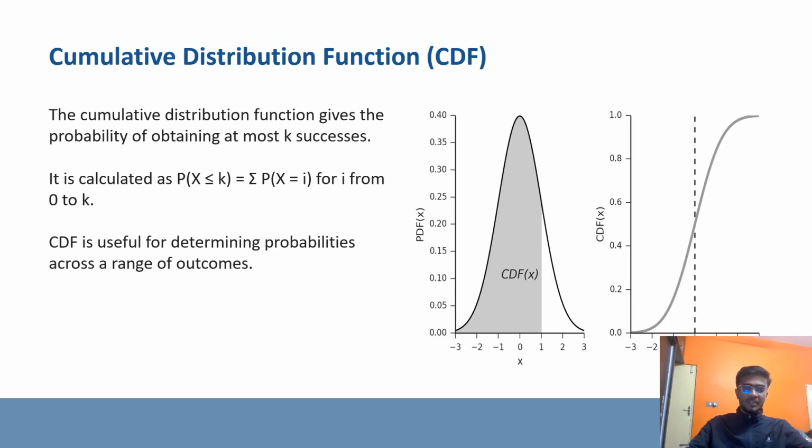The next one, we have cumulative distribution function. We can call it CDF. The cumulative distribution function gives the probability of obtaining at most k successes. It is calculated as P of X less than or equal to k, that would be summation of P of X equals i for i from 0 to k. So i varies from 0 to k over here in this formula, and x should be less than or equal to k. CDF, that is cumulative distribution function, is useful for determining probabilities across a range of outcomes.